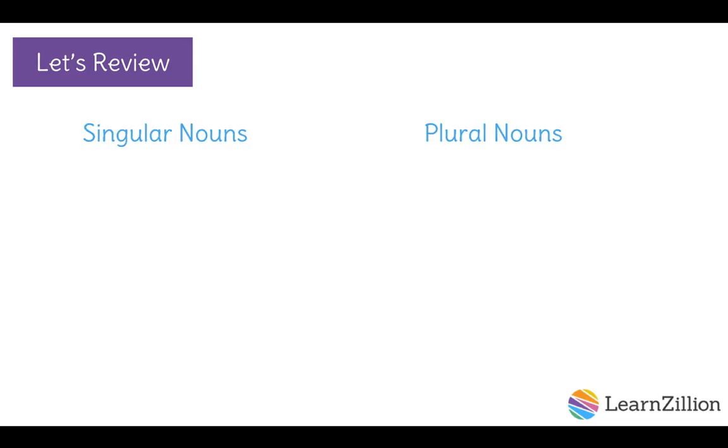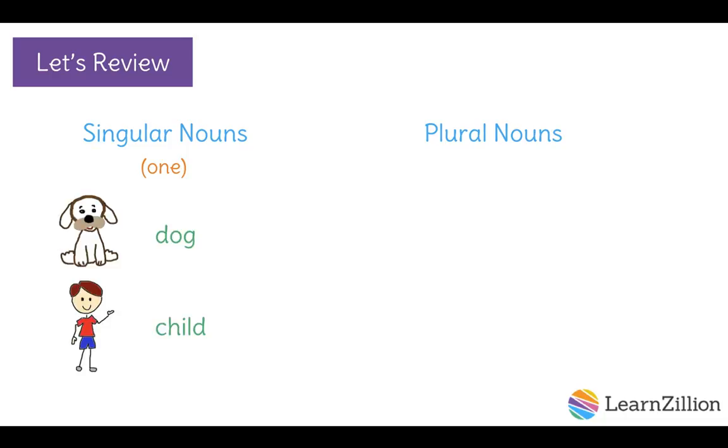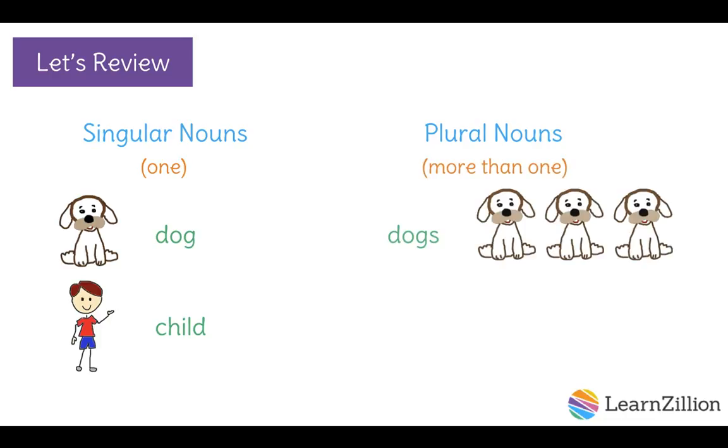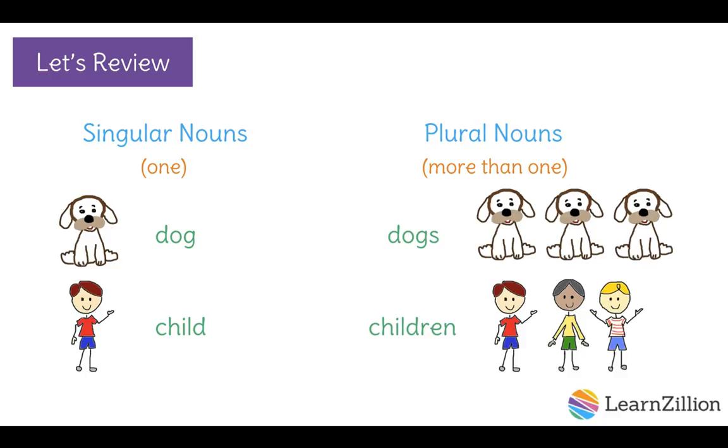Nouns can be singular or plural. Nouns are singular when they represent only one person or thing. For example, one dog or one child are both singular because there is only one of each of them. Nouns are plural when they name more than one person or thing. For example, 3 dogs or 3 children are both plural. Apostrophe S or ES at the end of a word can clue me in that a word is plural.